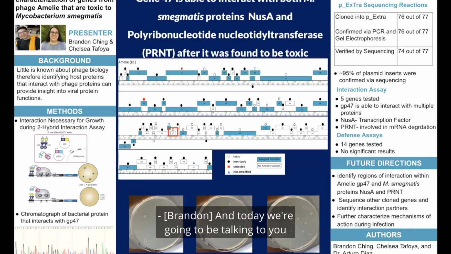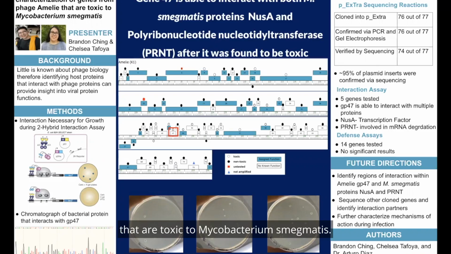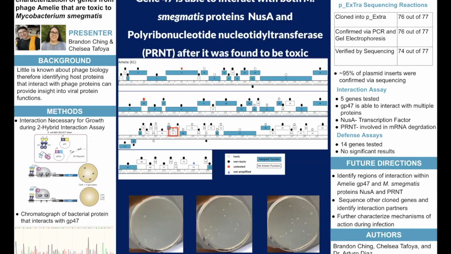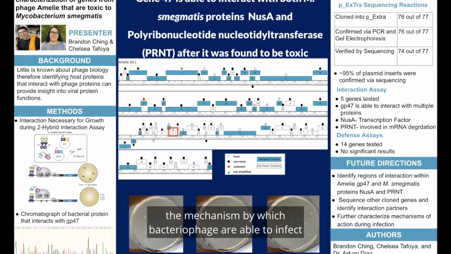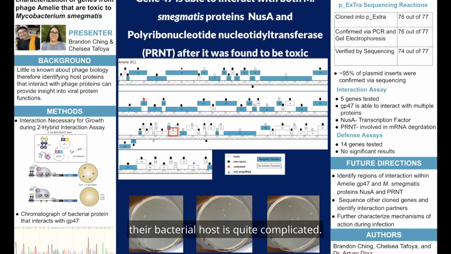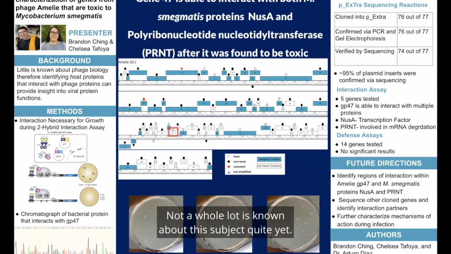Today we're going to be talking to you about the research that we have been working on these past few months regarding the identification and characterization of genes from phage Amelie that are toxic to Mycobacterium smegmatis. As I'm sure most of you know, the mechanism by which bacteriophage are able to infect their bacterial host is quite complicated. Not a whole lot is known about the subject quite yet. With this in mind, Chelsea and I decided to focus our research on shedding some light on this mechanism of interaction between a phage and its host.